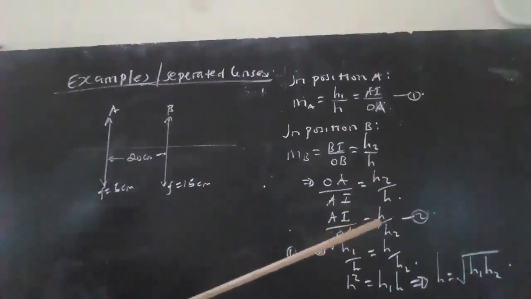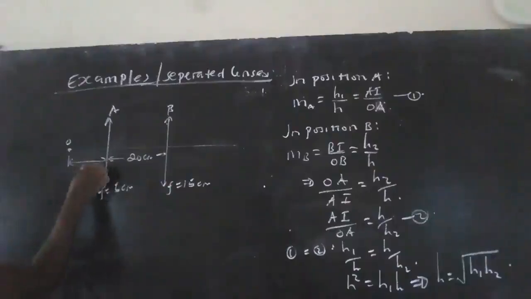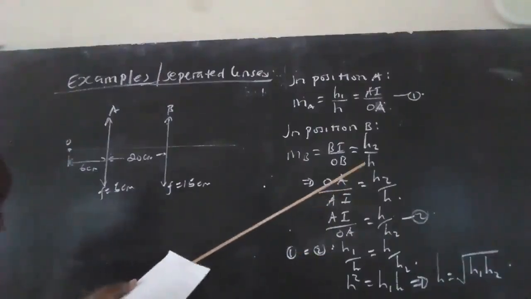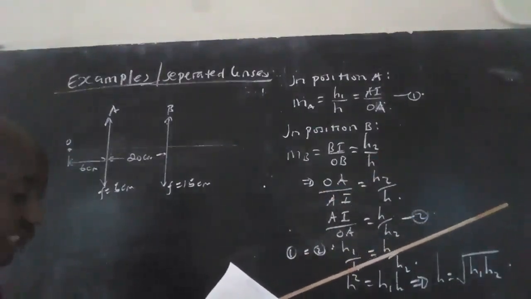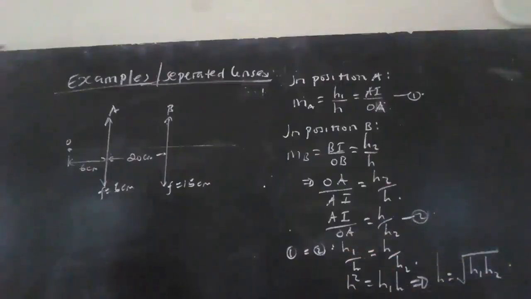Then, if an object is placed 6 centimeters from A, on the remote side of B, it implies that B has no access to the object. Here they are saying, find the position, nature and magnification of the final image.